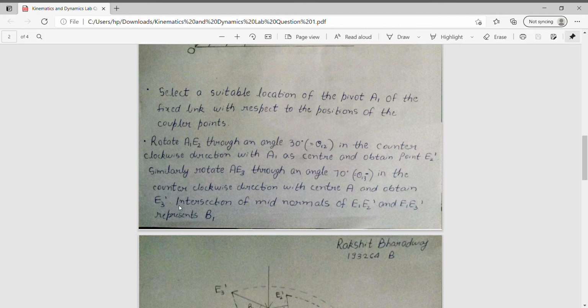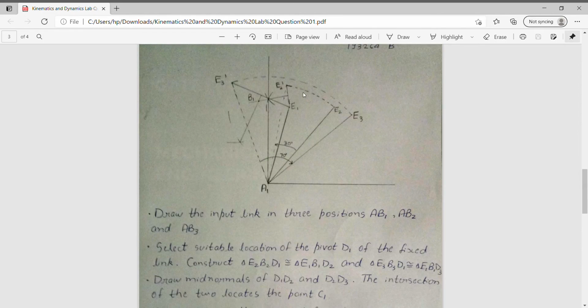After we have obtained E2 dash and E3 dash, the intersection of the mid-normals of E1 E2 dash and E1 E3 dash represents B1. So here we have E1, E2 dash and E3 dash. We will join E1 E2 dash and E1 E3 dash, and the perpendicular bisectors of these two lines will intersect at a point. We will call that point B1. A1 B1 represents an input link. Let's proceed with further construction.